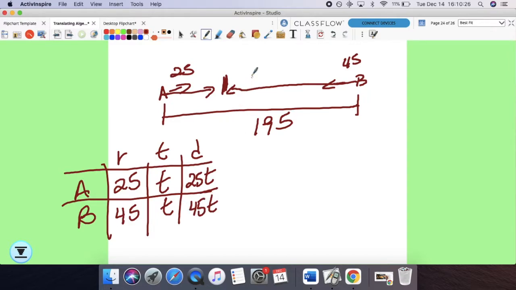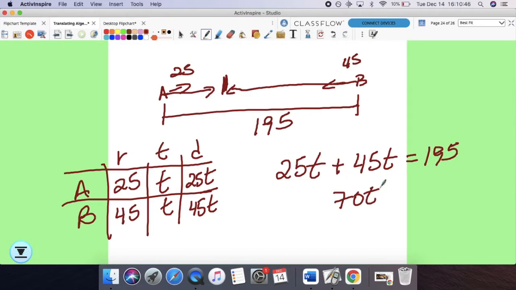Again, I ask you to imagine this. What do I know about their distances? I know the distance covered by car A, represented by 25T, plus the distance covered by car B, represented by 45T, is going to equal 195. Combine like terms, we get 70T equals 195. We're going to divide both sides by 70. I hope that's some type of a pretty number. 195 divided by 70 equals, oh no. Let's see if we can simplify this a little bit.